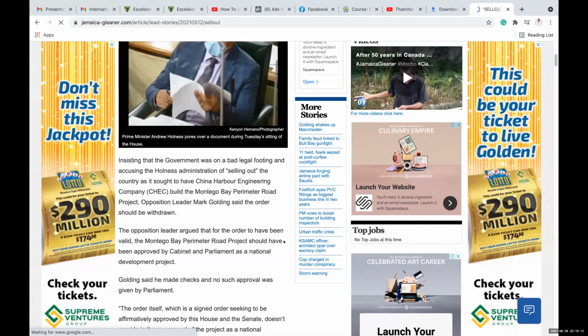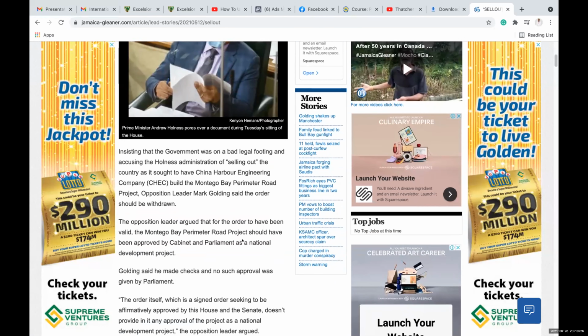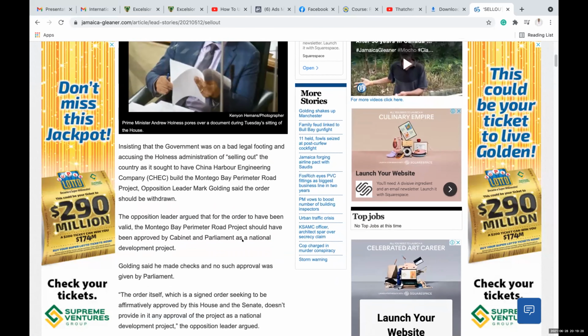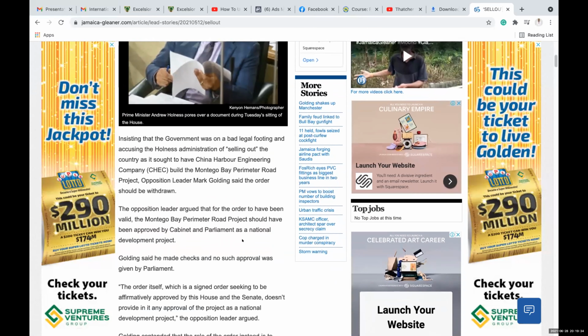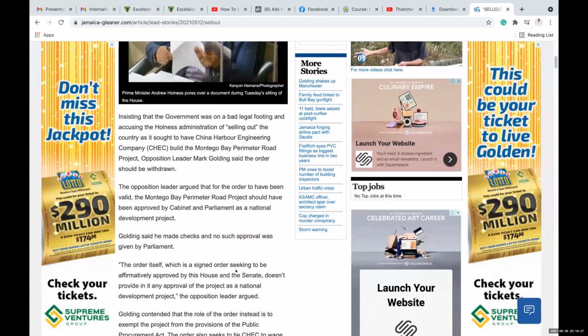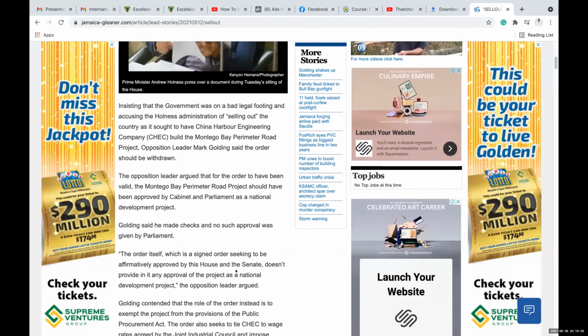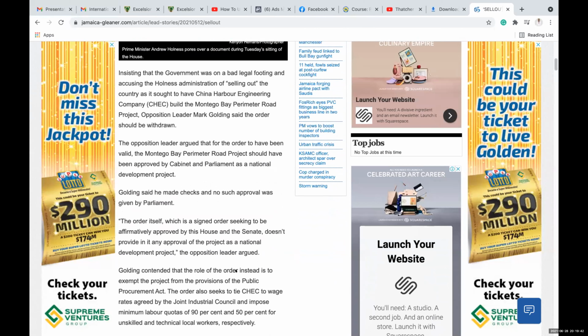Insisting that the government was on a bad legal footing and accusing the administration of selling out the country as it sought to have China Harbor Engineering Company build the Montego Bay Perimeter Road project, opposition leader Mark Golding said the order should be withdrawn. He argued that for the order to be valid, the project should have been approved by Cabinet and Parliament as a national development project. Golding said he made checks and no such approval was given. Quote, the order itself doesn't provide any approval of the project as a national development project, end quote.